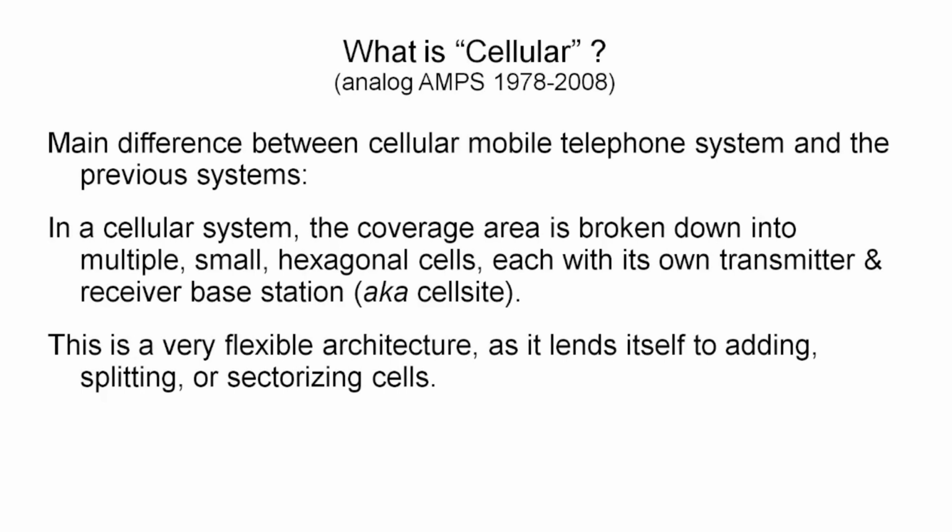So what is cellular? I'm just going to cover the analog AMPS systems, which were in use from 1978 to about 2008. The main difference between cellular mobile telephone systems and the previous systems was that in a cellular system, the coverage area is broken down into multiple small hexagonal cells, each with its own transmitter and receiver base station, aka cell site. This is a very flexible architecture as it lends itself to being easy to split cells or add cells or sectorize the cells.